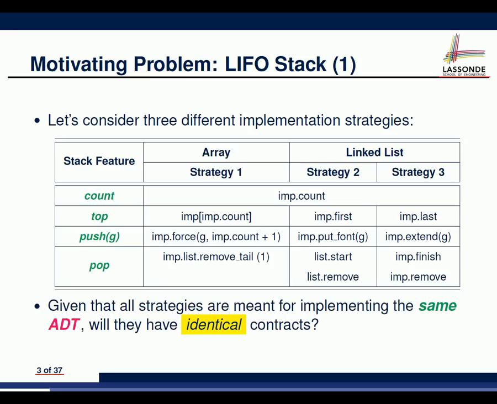Okay, so now, given that all the strategies are meant to implement the same abstract data type, which means a stack, all the 3, okay? We support count, top, push, and pop. Now the question is, are we going to have the same contracts for the 3 versions? That's the question. For example, let's say push. If you're to write the push feature for the stack, are we going to have the same postcondition for push between, let's say, strategy number 1 and strategy number 2?